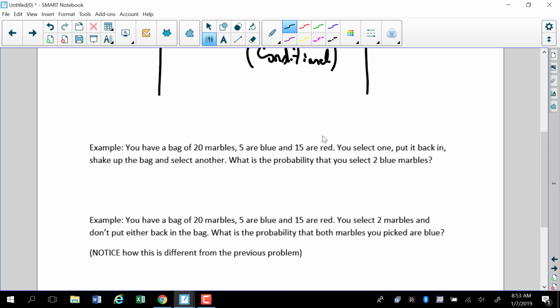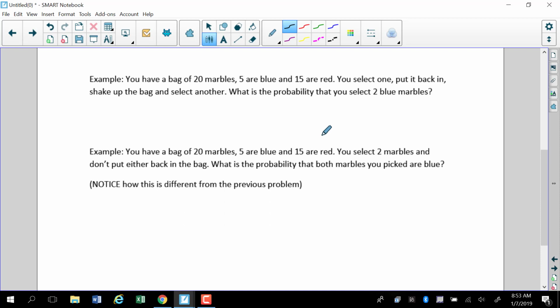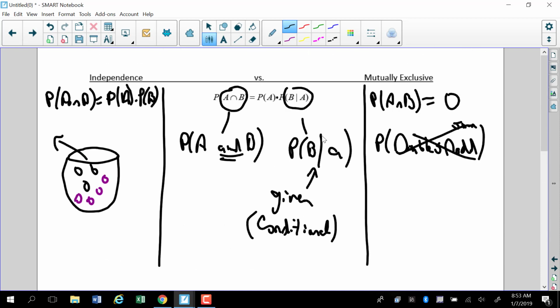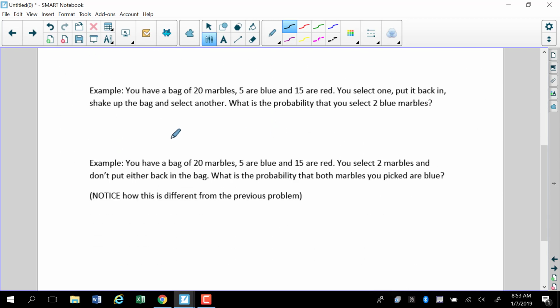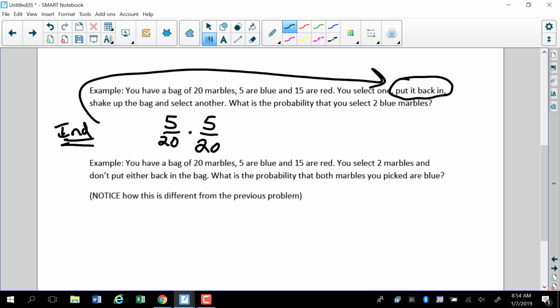Now, in general, for the rest of probability, these are the two main pieces to know: mutually exclusive, independence, and this formula. It can get you through most of what you need with probability. So here you have a bag of 20 marbles. What is the probability of selecting 2? And notice here we put it back in. So what's the probability of selecting 2 blue? Well, that's 5 out of 20 for the first selection and 5 out of 20 for the second selection. That's because these are independent, and they're independent because we put it back in.